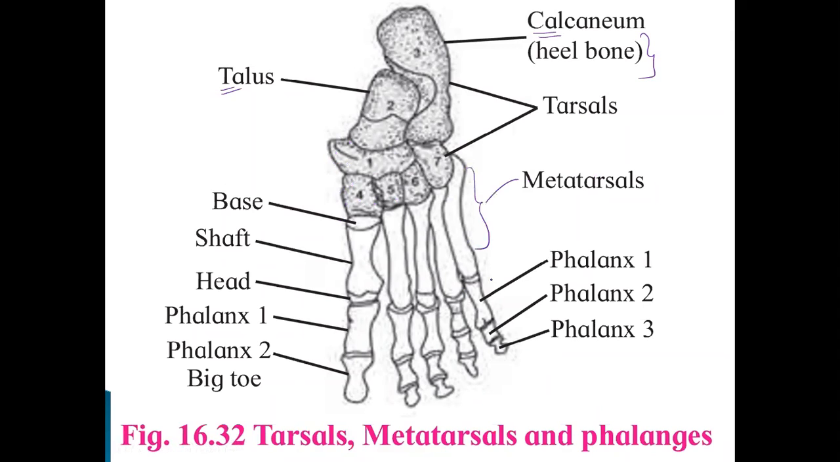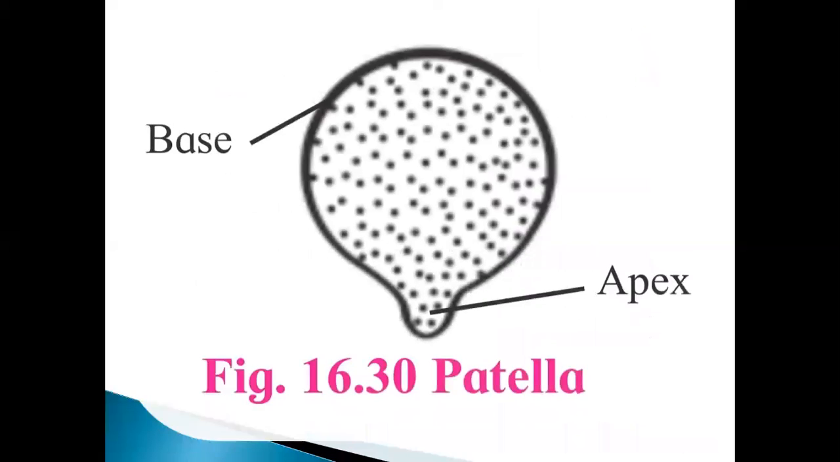This is the metatarsal. And finally, we have the phalanges. In the phalanges, remember, the thumb is going to have only 2, but the rest will all have 3 bones present. This is metatarsals, tarsals, and the phalanges.